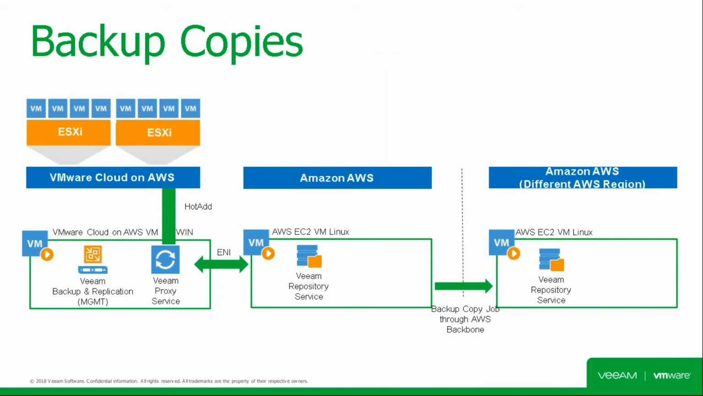Now, one of the things that we always prescribe and recommend at Veeam is something we call the 3-2-1 rule, right? 3 copies of every backup, 2 different media types, and 1 copy off-site. So here we're looking at an example where we use the same SCSI hot add technology for a proxy located on the same ESXi host as the guest. The backup gets routed through the firewall over ENI to an Amazon EC2 Linux repository.